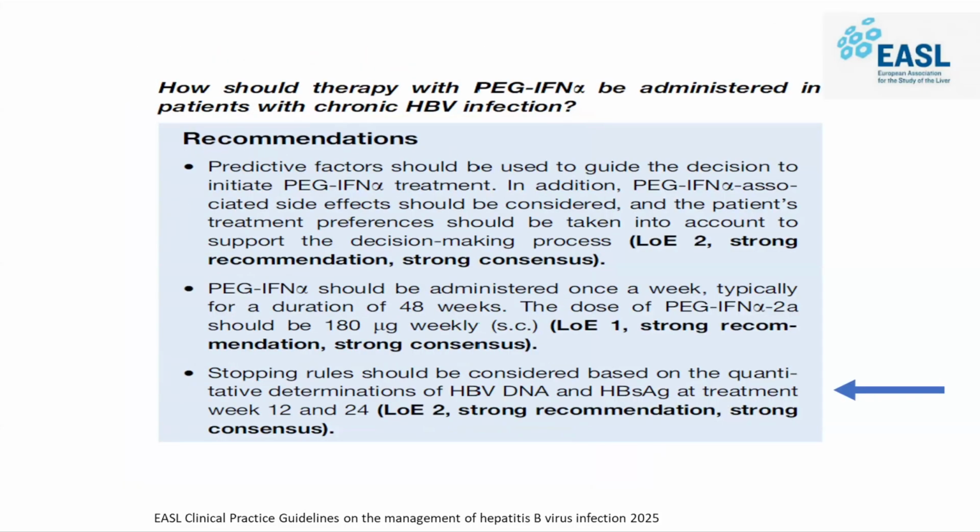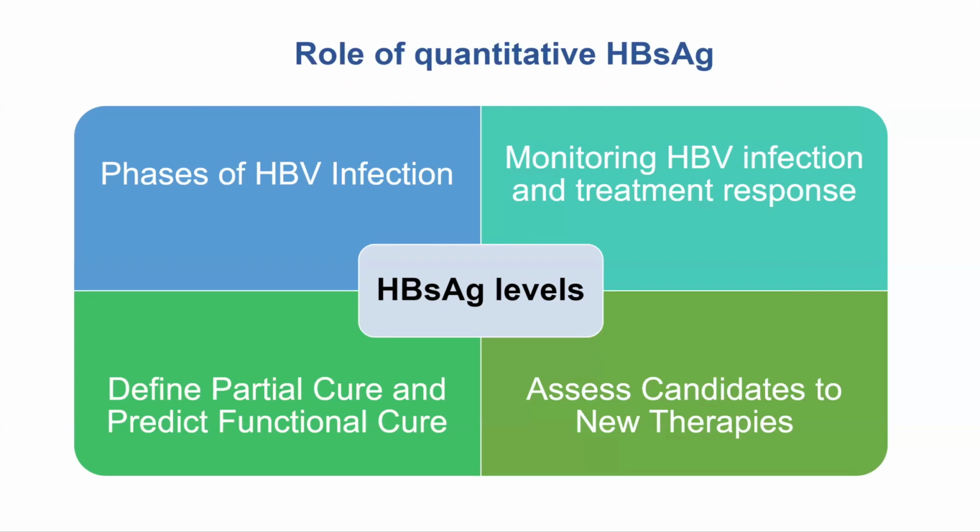Regarding interferon, in Europe practically nobody uses interferon. There is an important role of quantitative HBsAg, and it's particularly useful as a stopping rule for those patients who don't achieve a decline in HBsAg levels at week 12 and week 24 of treatment. And finally, I would like to finish with assessment of candidates to new treatments.